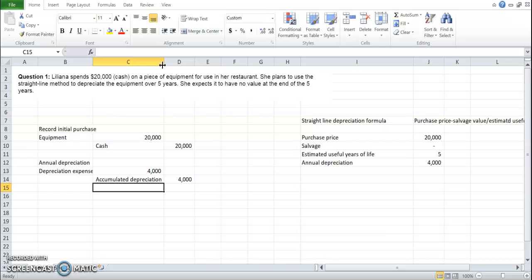So once again, just to reiterate, when you're doing any type of depreciation problem, when you record the initial purchase, you need to figure out, how do we pay for it? Did we pay cash or did we take a note out? In this problem, you pay cash. Anytime you pay cash, it's a credit. Then the debit is what you bought. It could be equipment or a building. And anytime you're recording depreciation, it's always going to be depreciation expense and accumulated depreciation.